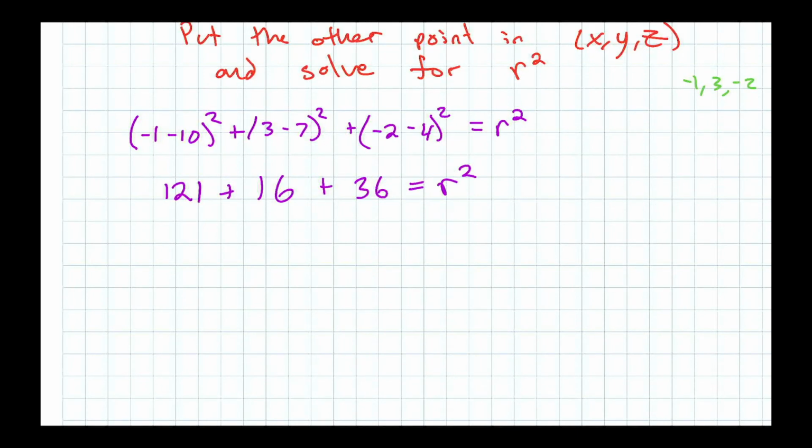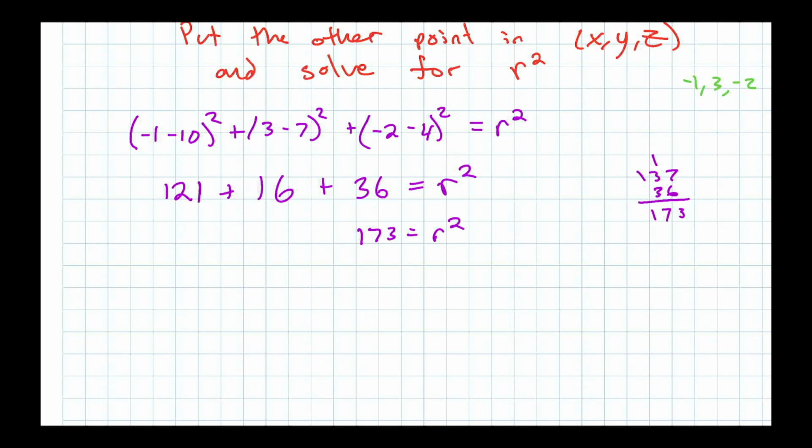Those numbers are way too big. Okay, so let's see here. 121 plus 16 is 137. 137 plus 36. Yeah, I have a math degree. Can you tell? How do you add? 173. So 173 is r squared, if I did that correctly.